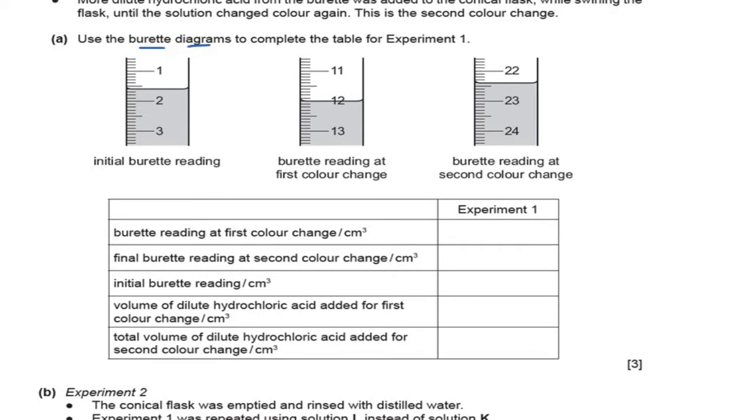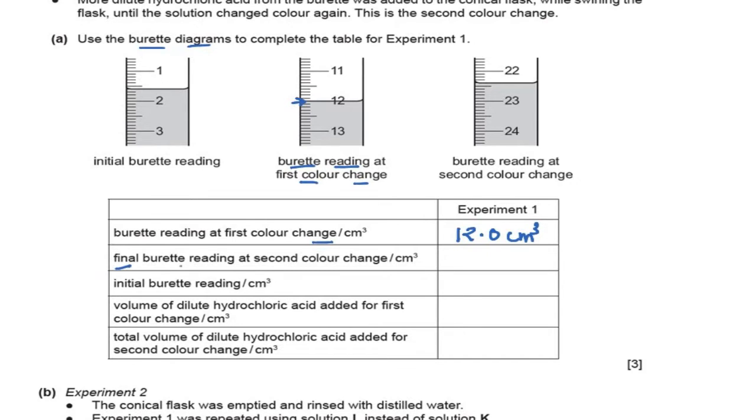Now if we go ahead with part A, it says the burette reading at first color change. Here it's given the burette reading at the first color change. We can read it is exactly 12, so we can write it as 12.0. I would say it is better to write 12.0 centimeter cube.